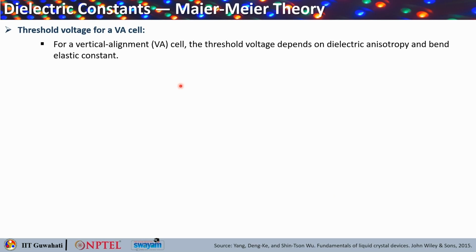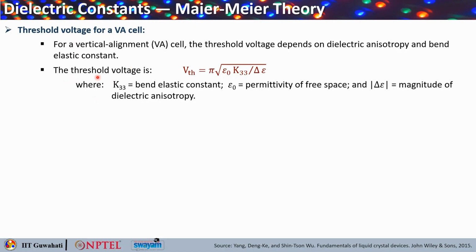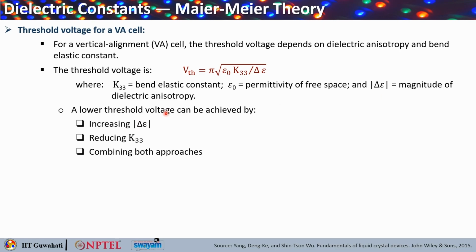Now, for the case of a vertical alignment cell, the threshold voltage depends on the dielectric anisotropy and the bend elastic constant. You can obtain the threshold voltage VTH as pi times the square root of epsilon naught K33 divided by delta epsilon, where K33 is the bend elastic constant for the vertical alignment liquid crystals, epsilon naught is the permittivity of free space, and the magnitude of delta epsilon is the magnitude of the dielectric anisotropy.